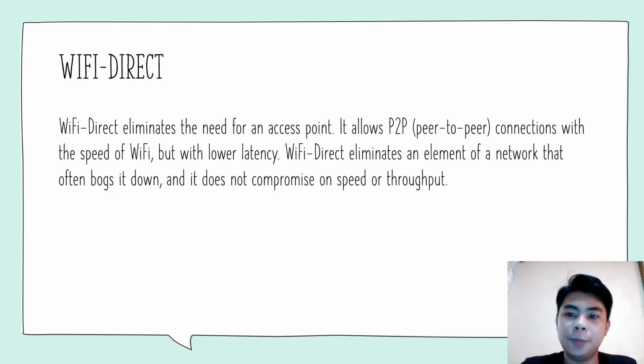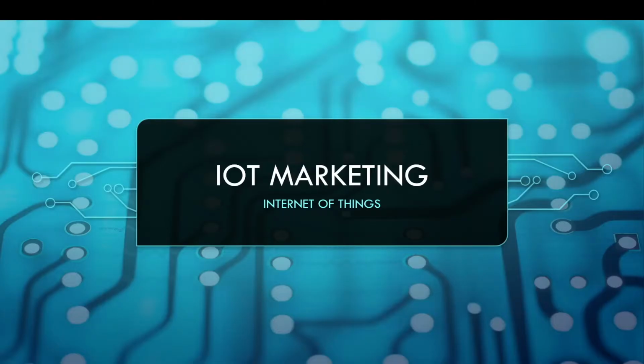It allows peer-to-peer connections with the speed of Wi-Fi, but with lower latency. Wi-Fi Direct eliminates an element of a network that often bogs it down, and it does not compromise on speed or throughput. A wide range of industries are becoming more productive and efficient, improving their products and services, and even developing new value propositions, thanks to the Internet of Things.